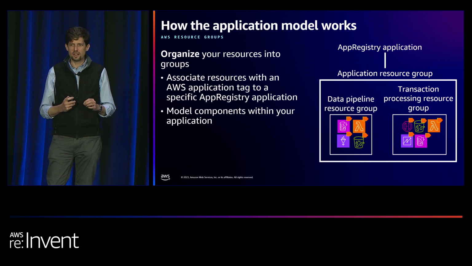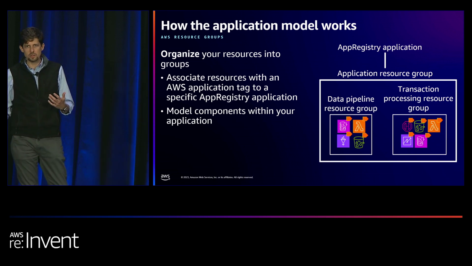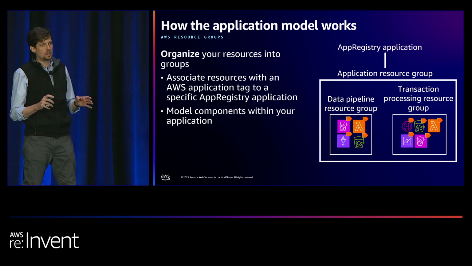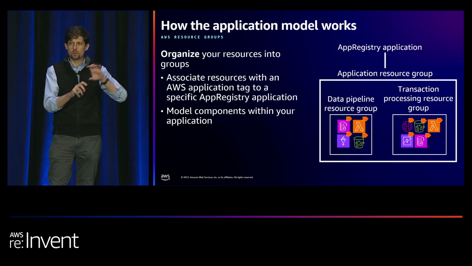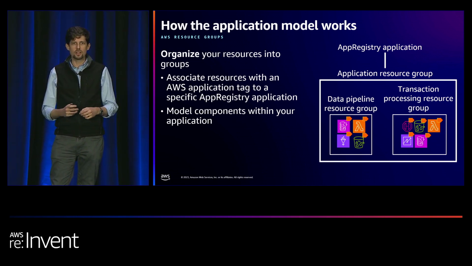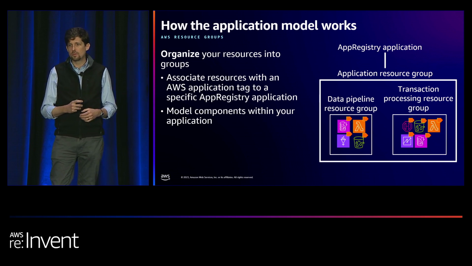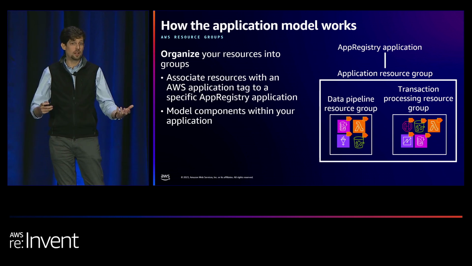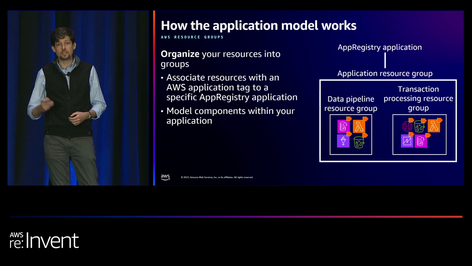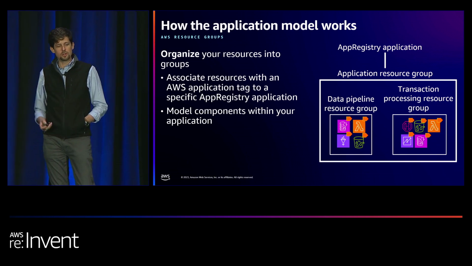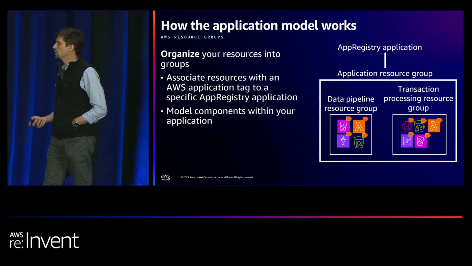Because you can have a single tag with the same key, a resource can only belong to one application. That application tag is automatically enabled for cost allocation in all the billing systems, so you can use that out of the box. But because this is done in Resource Groups, which already supports grouping things into a hierarchy, you can have groups nested within groups and build out a hierarchy like that. You can actually model the different subcomponents within your application. So maybe that could be your front-end or back-end architecture. Maybe that's different environments. Maybe that's, in this case, your data pipeline versus your transaction processing infrastructure.